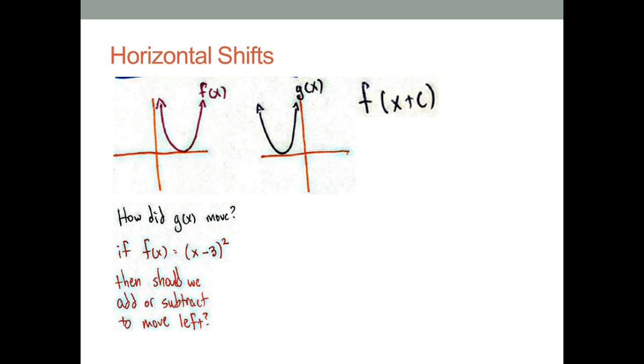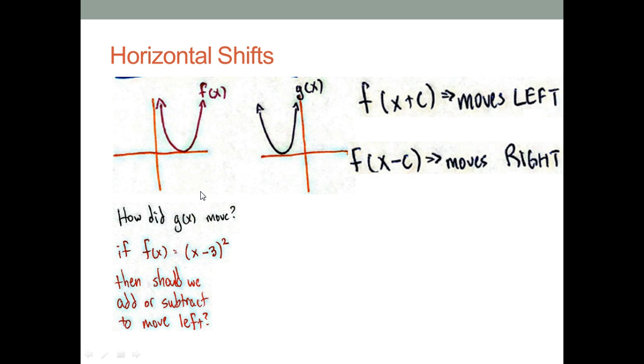In fact, if I add just to x, say, x plus 1, so I have the quantity x plus 1 squared, it would definitely move the function to the left. But if I subtracted, which you would think would move left, you would actually move right.